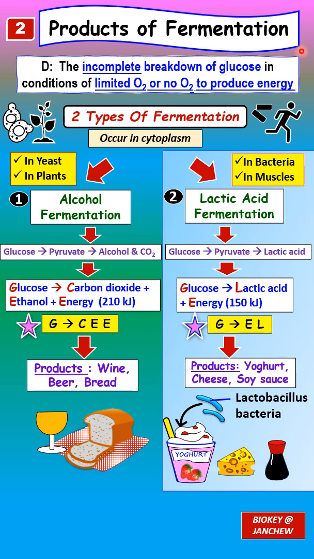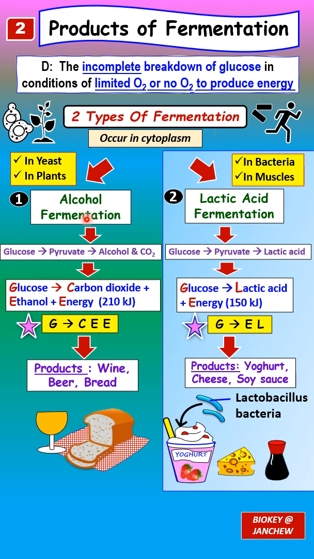Let's find out the products of fermentation and how they are used to produce delicious food products for us to eat. Definition of fermentation: it is the incomplete breakdown of glucose in conditions of limited oxygen or when there's no oxygen to produce energy. There are two types of fermentation, and both occur in the cytoplasm.